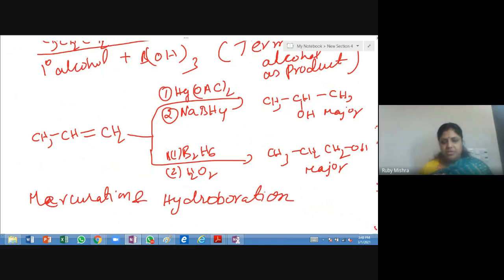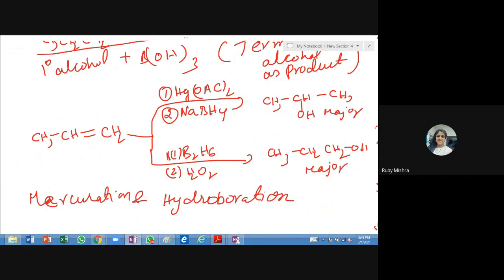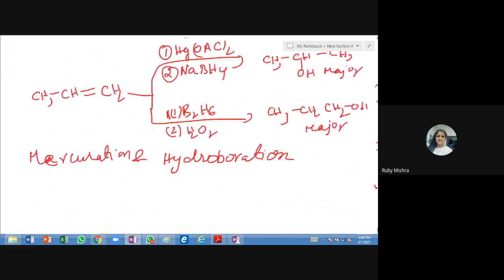Basically mercuration and hydroboration both are nothing but the addition of water only, but the methodology, the method as a whole and the mechanism it follows give rise to different products. Although we can also carry out the hydration directly, as discussed in the previous class, the only point is that we will get a mixture of products. If there is formation of a carbocation, there is a possibility of rearrangement also. So a mixture of products will be obtained. That is what we call hydroboration or mercuration.